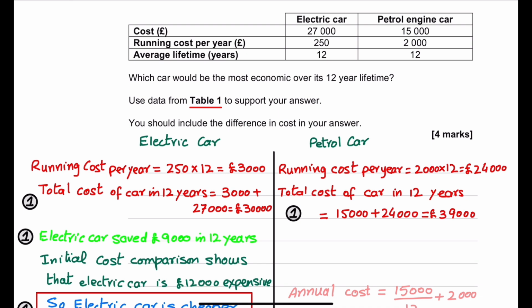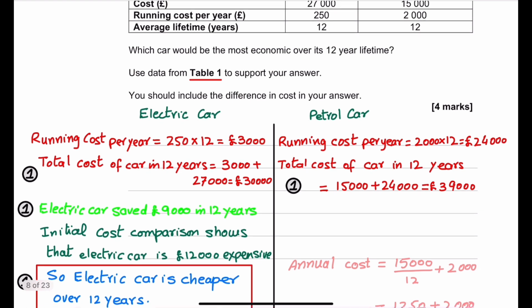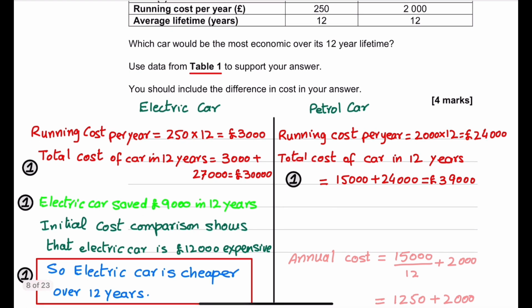If we look back here, the initial cost for the electric car is 27,000 and for the petrol car is 15,000. Students make a mistake by saying that the petrol car is more economical because the initial cost is low as compared to the electric car. But they usually ignore the running cost per year. So we will see that the electric car is cheaper over the 12 years.